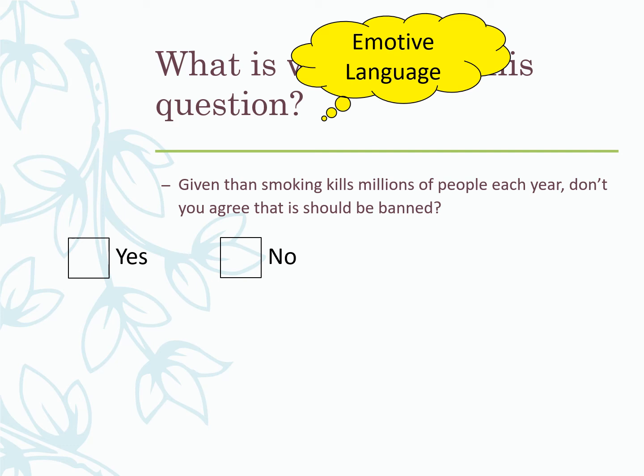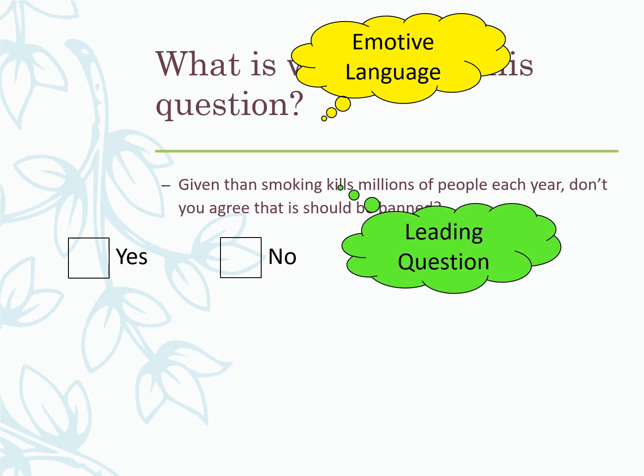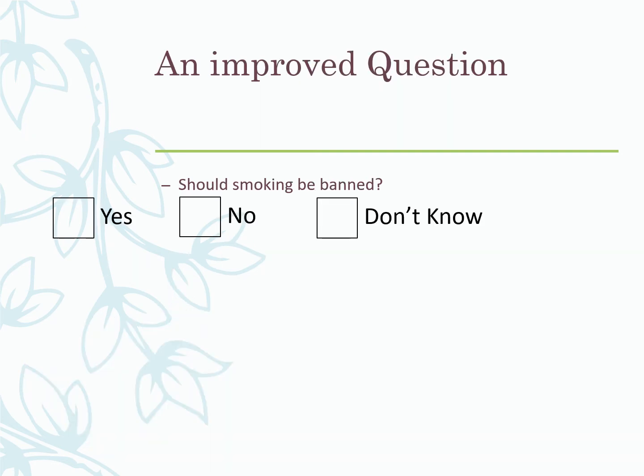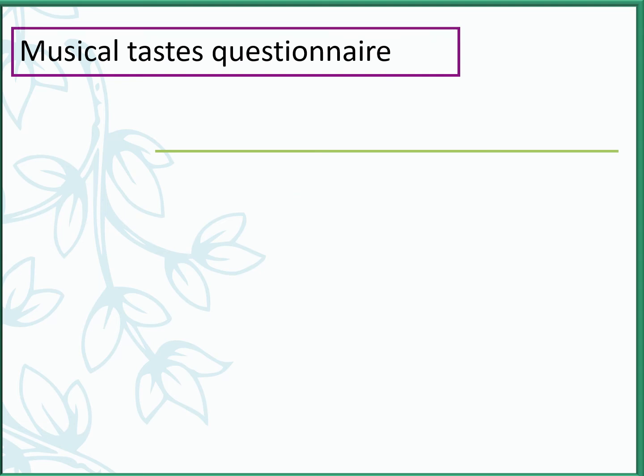It has a limited choice. In the choices, you didn't leave options for those without an opinion, or who haven't decided yet. So to improve this question, the improved question can be: should smoking be banned? Instead of writing a lot of things, yes, no, and we also give a choice for the people who don't have any opinion.